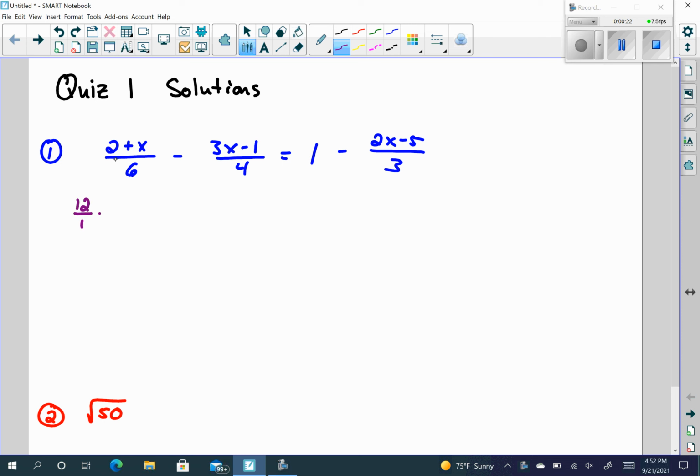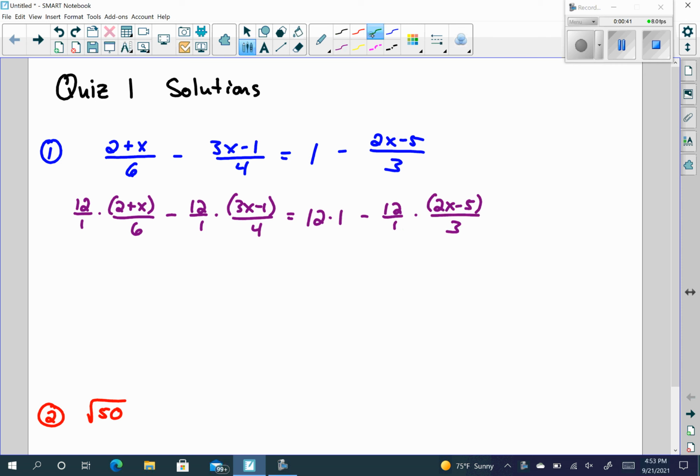And because that 2 plus x is a binomial, I'm going to put that in parentheses. Same thing over here with the 3x minus 1. The 1 isn't a fraction, but it still needs to get multiplied by 12, and then 12 over 1 times this last fraction. So what's going to happen now is, because I chose 12, all 3 of these denominators go into 12, so we're going to simplify the fractions here.